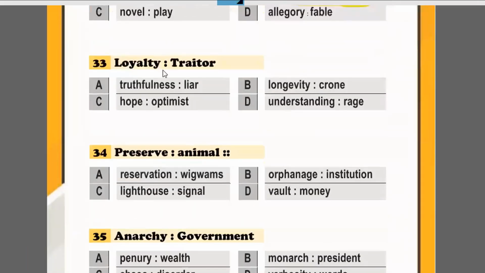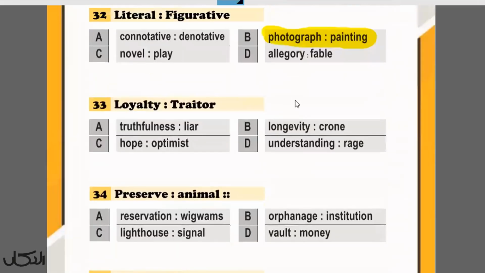Okay. Thank you. What is the relationship between literal and figurative? No, this question, as I told you, is not a relationship. It's a relation between photograph and literal, and painting and figurative. So if you wanted to exclude this question, no problem, because it's not so common, but it's already in the GAT test online. So you can skip it if you can, because your question is really right. There is no relationship.